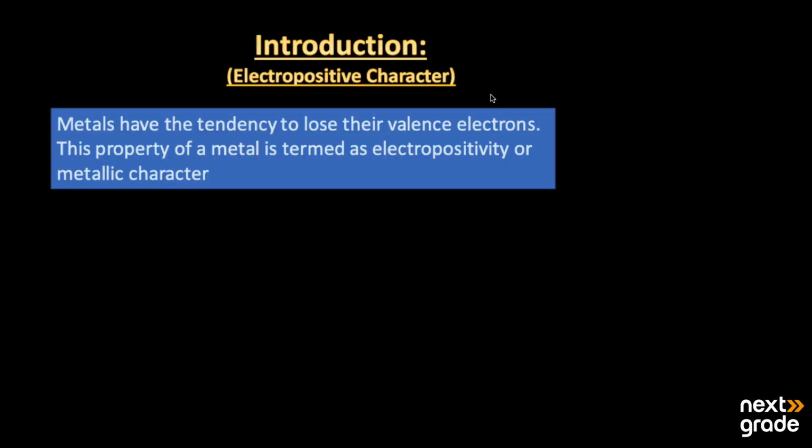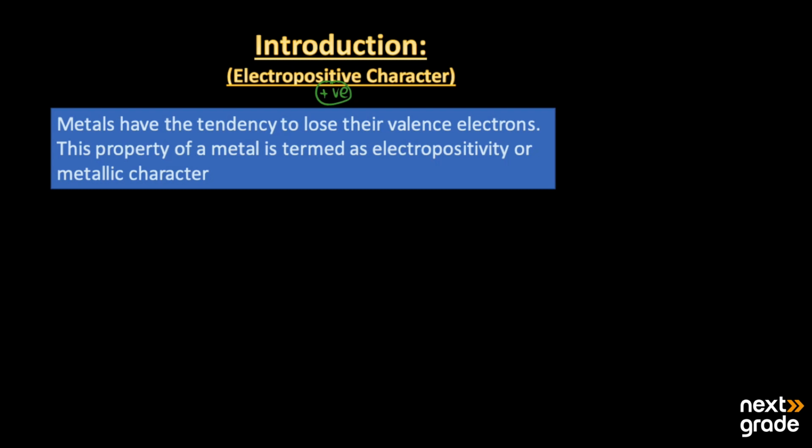So, the topic we will discuss today is the electropositive character. Basically, the word electropositive denotes positive. It means there may be a positive charge on any metal. Now, how does it get the positive charge?